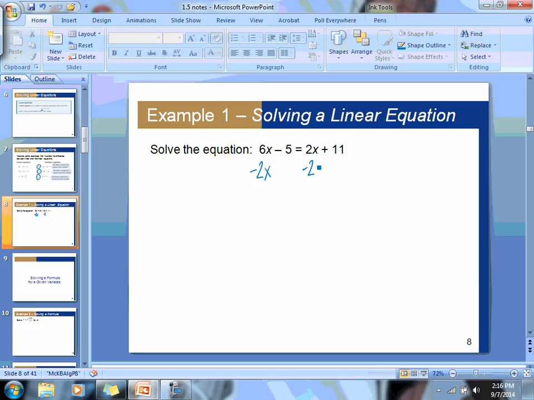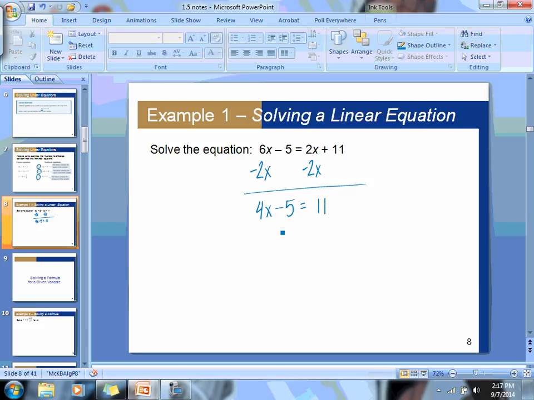It really doesn't matter what side of the equation you move the variables to. Usually you're told to move the smaller amount. So 2x is smaller than 6x, so we subtract it over to the other side. By doing that, it keeps our x value positive. We have a positive 4x now.